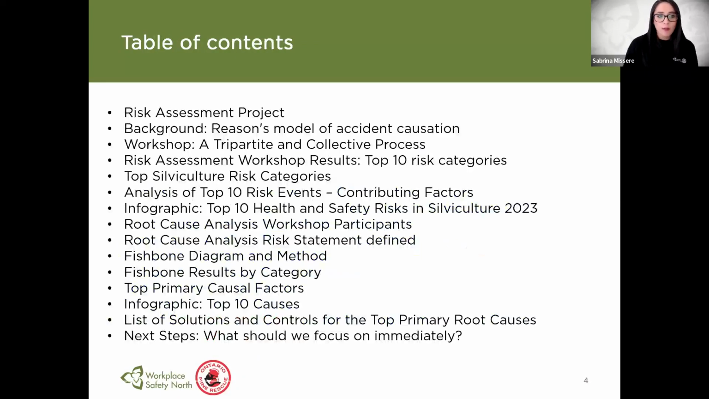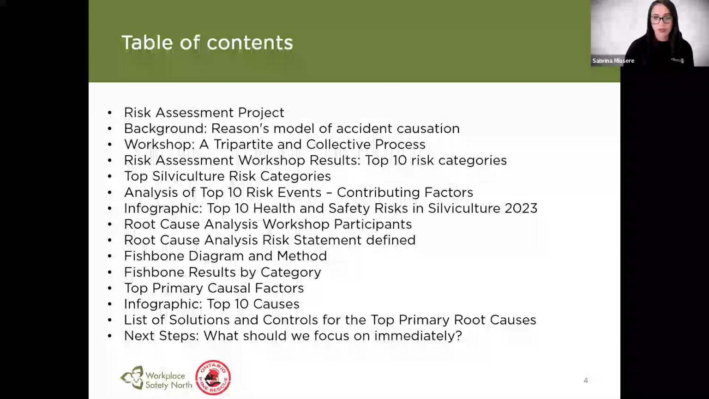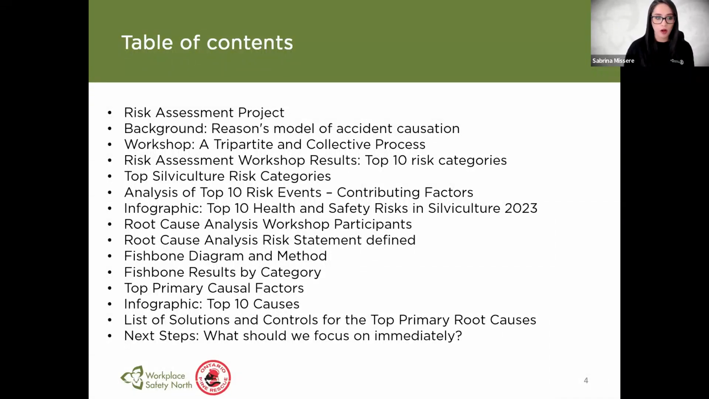An outline of what we'll be covering in today's session. I am going to start with what the risk assessment project looks like and how we use James Reason's accident causation model and how it applies to our risk assessment projects. We'll get into a quick overview of what the workshop process looks like and all those involved. We'll look at the risk assessment results, particularly the top 10 risks identified through that risk assessment workshop that was held back in March of 2023.